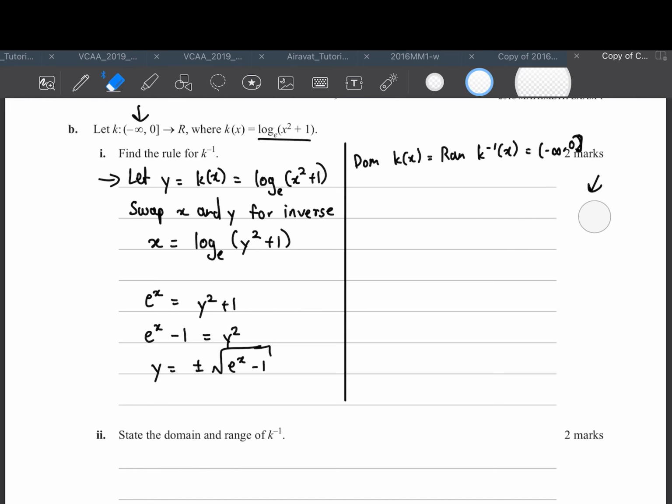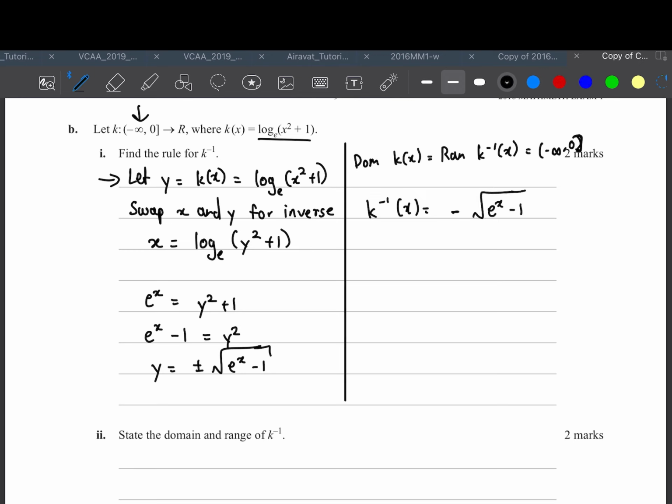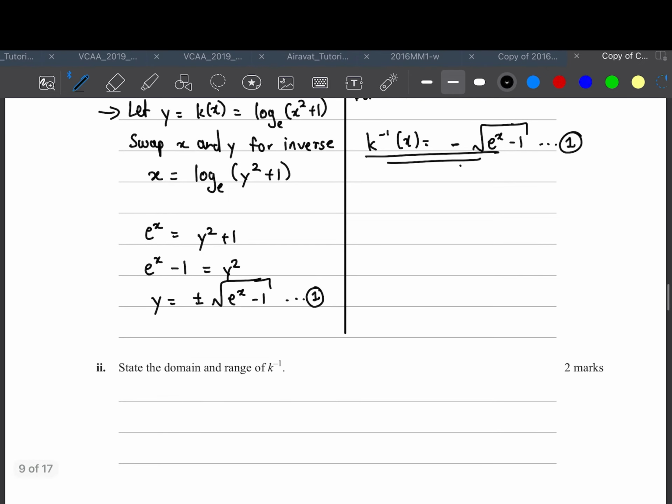And that's why we have to write our solution as k inverse of x equals negative square root of e to the power of x minus 1. I hope that made sense. So 2 marks: 1 mark for finding this, and the other mark for rejecting the other one. So I think that should be the 2 marks over here.